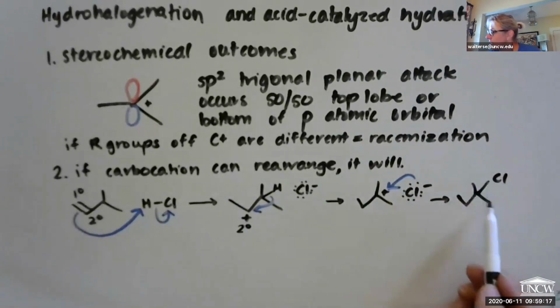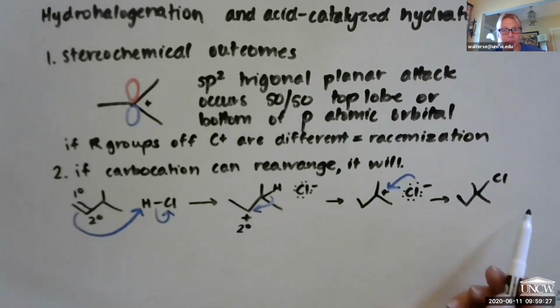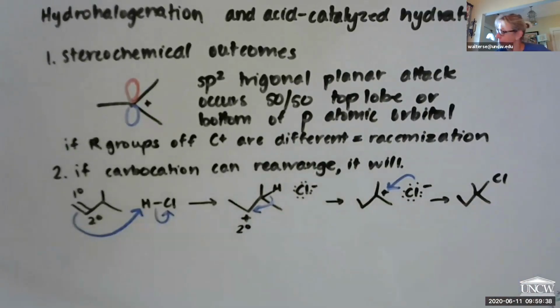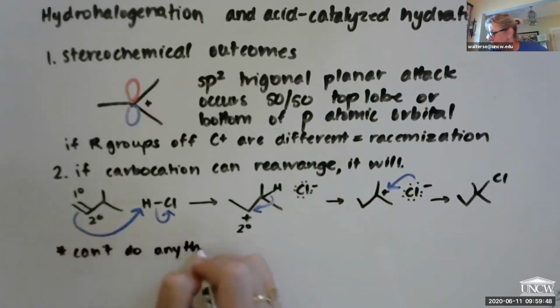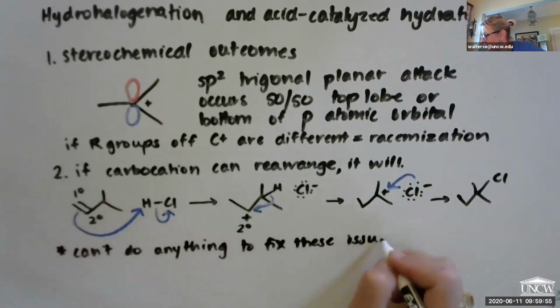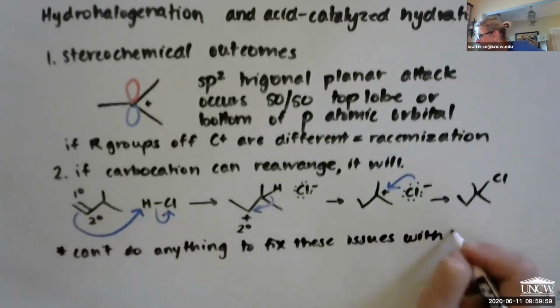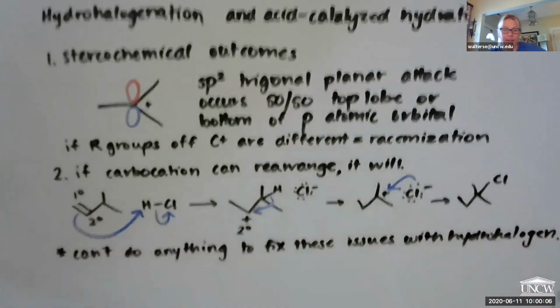Now in this case, because you have two methyls, it's not chiral. But if I had a propyl on here or something else, it would have ended up chiral. So you would have had a rearrangement and a mixture of enantiomers as products. Okay, so we can't do anything about this. Or you can say you can't do anything to fix these issues with hydrohalogenation. Okay. You just have to deal with them.